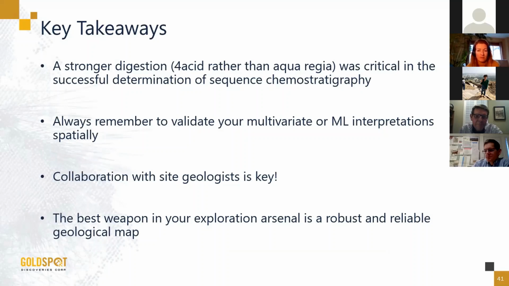So the purpose of all of this was to predict where there's going to be gold. In sedimentary deposits where the controls on mineralization are because of the original depositional environment, knowledge of that detailed stratigraphy is critical for building reliable models. At Castelo de Sonhos, the introduction of this strong acid data was critical in the success of chemostratigraphy. And a couple of other closing notes: always remember to validate your multivariate or machine learning interpretations spatially to make sure they make sense. Of course, collaboration with site geologists is key, and the best weapon in your exploration arsenal is a robust and reliable geological map.